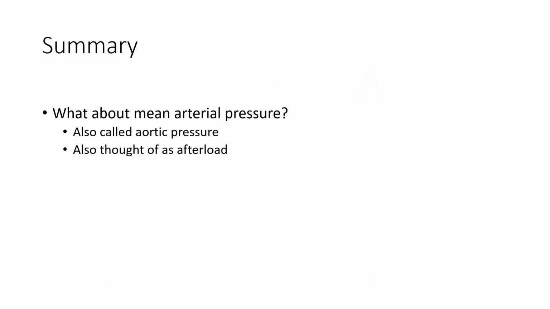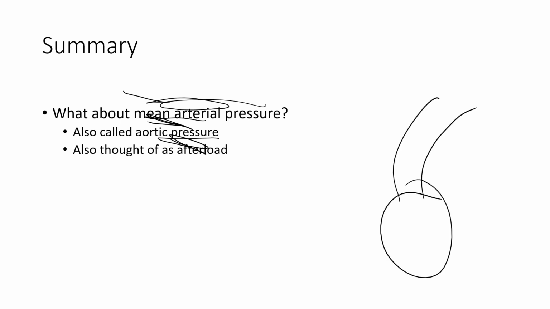So before I bring this to an end, I want to talk about one more thing, which is, again, mean arterial pressure. You know what mean arterial pressure is. However, it can sometimes be referred to as multiple different things. Sometimes people refer to mean arterial pressure as aortic pressure, or they refer to it as afterload. Let me explain. Okay, so here's the left ventricle, and here's the aorta. How could you call mean arterial pressure aortic pressure? Well, that's quite simple, because what is the aorta? The aorta is an artery. Okay, it's the largest artery in the human body, but it's still an artery.